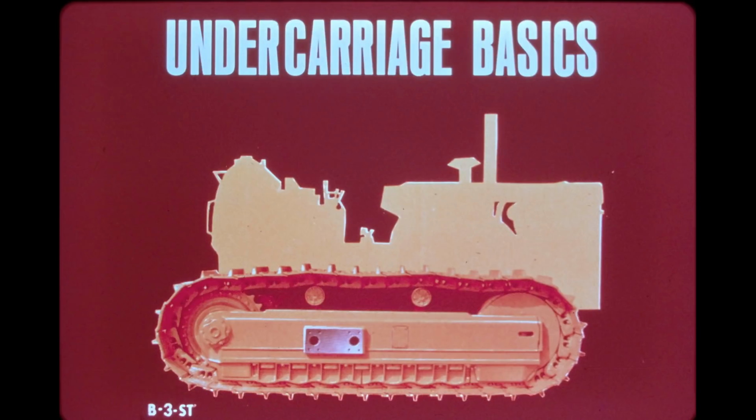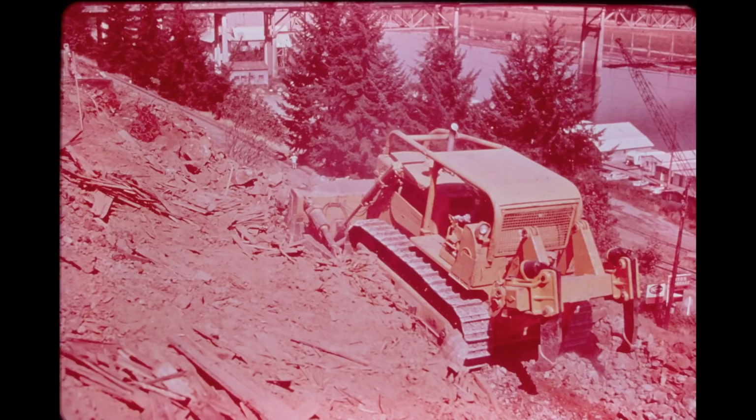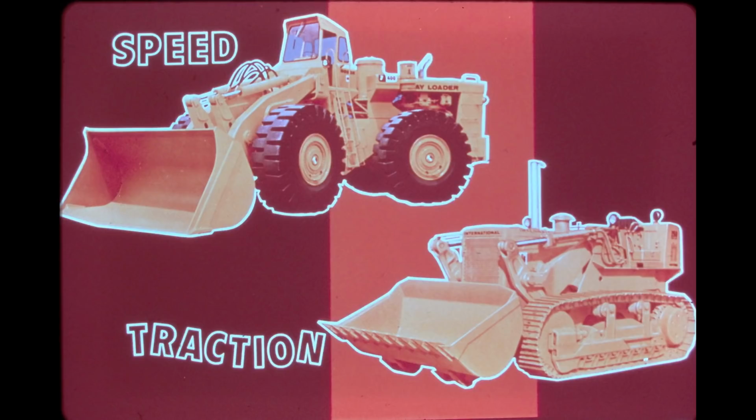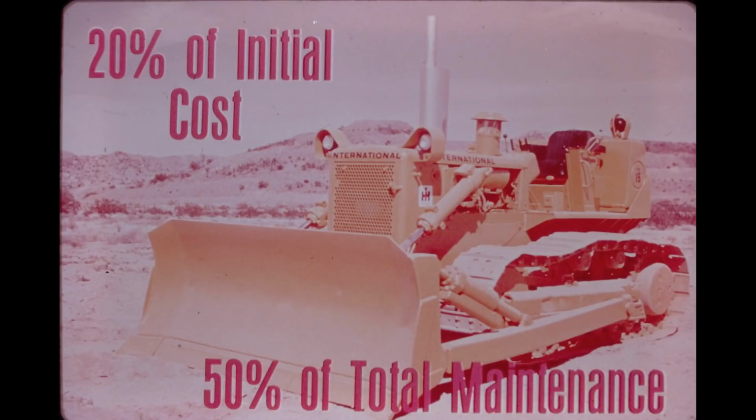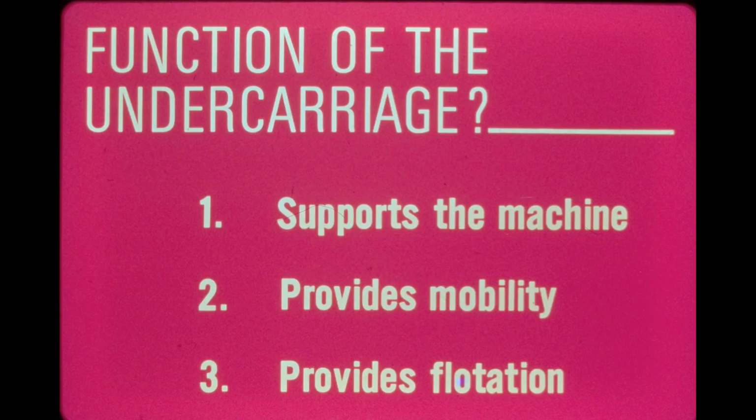To begin our discussion about undercarriage design and function, let's first briefly review a few basic facts about track-type vehicles in general. As opposed to rubber-tired equipment, which offers speed as its prime advantage, track-type vehicles offer increased traction capabilities in varieties of terrain. The undercarriage of a track-type vehicle accounts for approximately 20% of the initial machine price, but accounts for an estimated 50% of the total maintenance cost in the life of these units. The undercarriage thus becomes a very important machine component when examined from a functional, maintenance, or cost viewpoint.